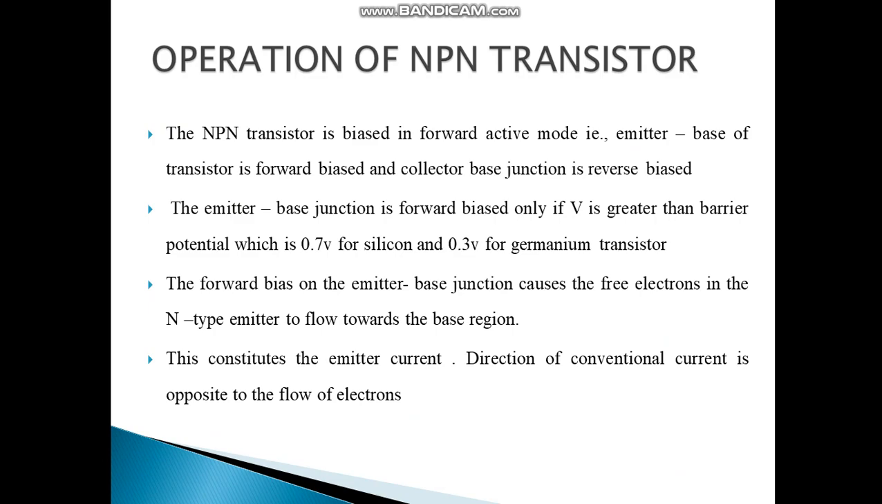Operation of NPN transistor. The NPN transistor is biased in forward active mode. The emitter base junction of the transistor is forward biased and the collector base junction is reverse biased. The emitter base junction is forward biased only if the voltage is greater than the barrier potential, which is 0.7 volt for silicon and 0.3 volt for germanium transistor. The forward bias on the emitter base junction causes the free electrons in the N-type emitter to flow towards the base region. This constitutes the emitter current. The direction of conventional current is opposite to the flow of electrons.